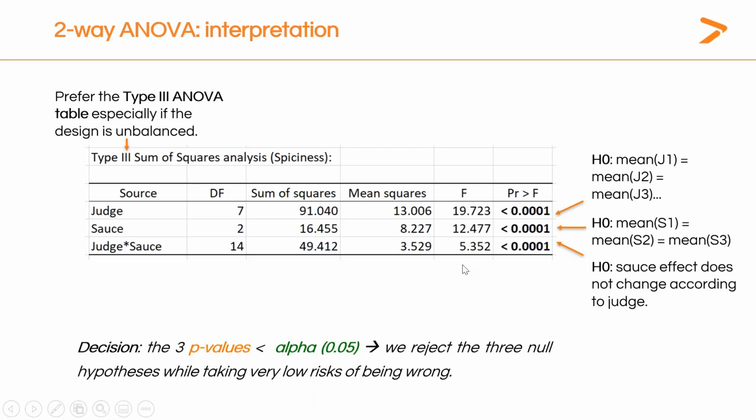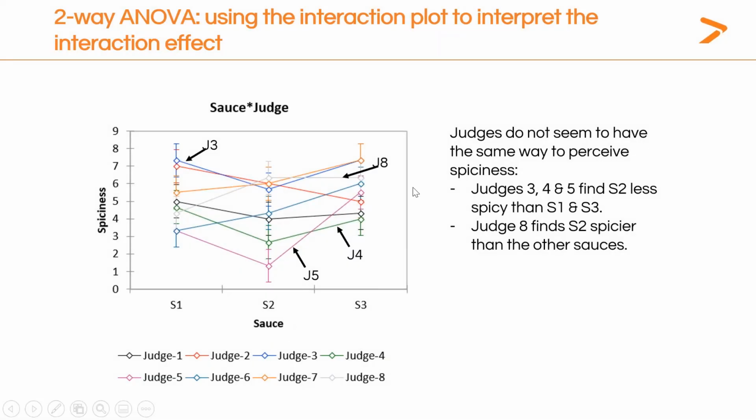But whenever you have a significant interaction, I would suggest relying on the interpretation solely of this interaction and maybe give some less importance to main effects, so judge and sauce effects. How can I interpret the interaction? So there's one specific chart which we call the interactions chart, which allows us to investigate this interaction.